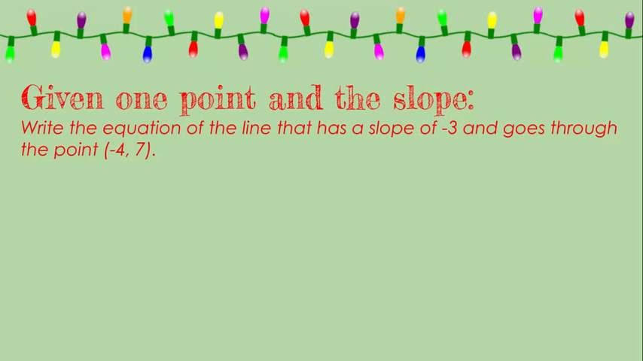It says, write the equation of the line that has a slope of -3 and goes through the point -4, 7. Well, again, if you had graph paper, you could plot the point -4, 7, and then use the slope of -3 and plot more points on the line and then write the equation that way. But if you do not have graph paper, there's another way you can do it.